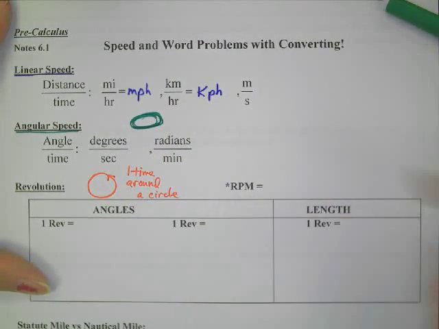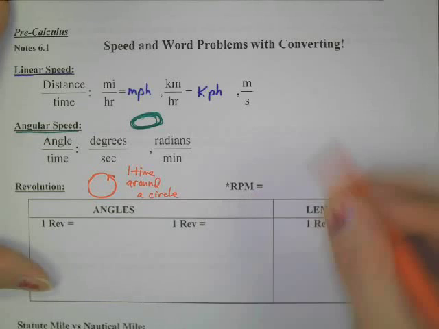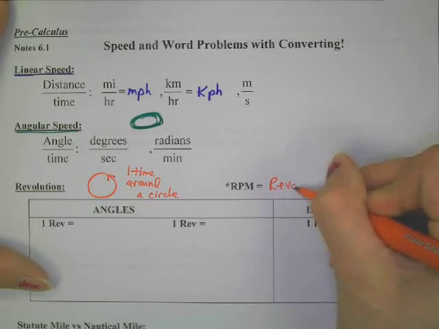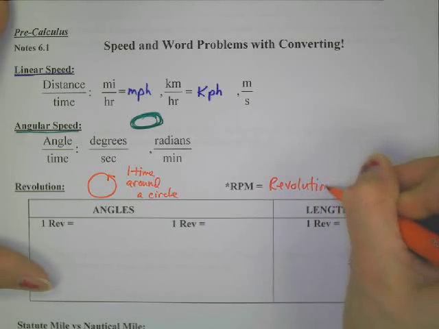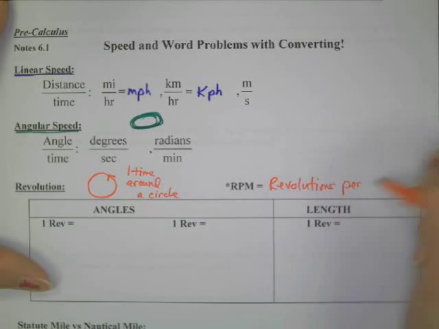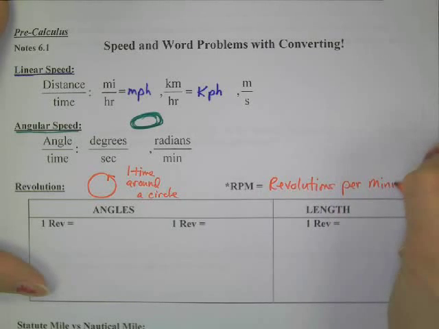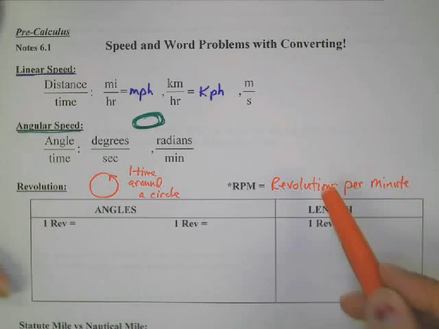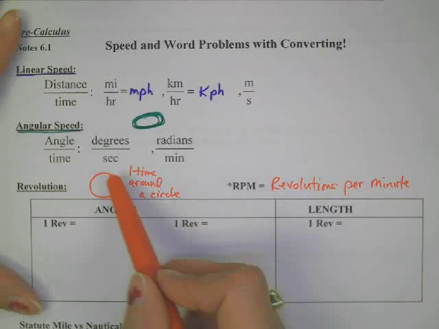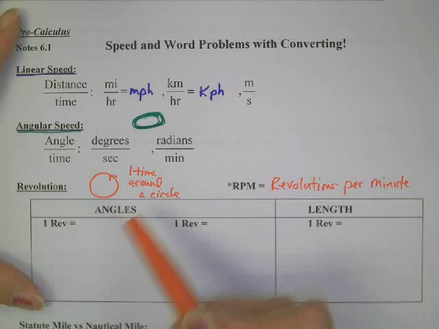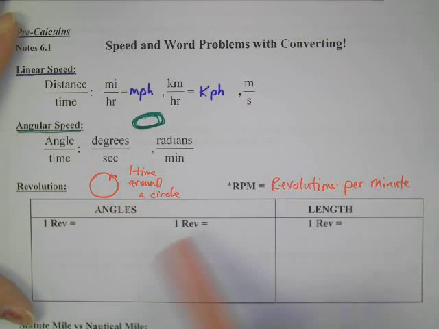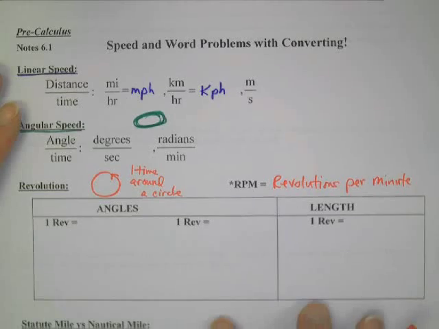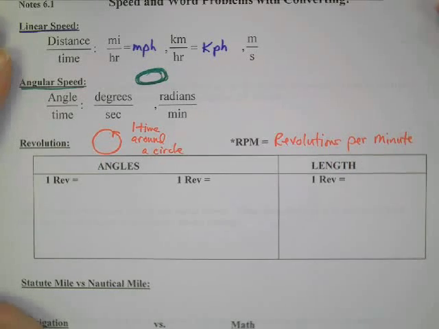Here's something interesting. You need to know this abbreviation. RPMs stands for revolutions per minute. Sometimes people say rotations or something. It's technically called revolutions per minute. And a revolution is once around a circle. That's a revolution. So we're going to be dealing with circles.